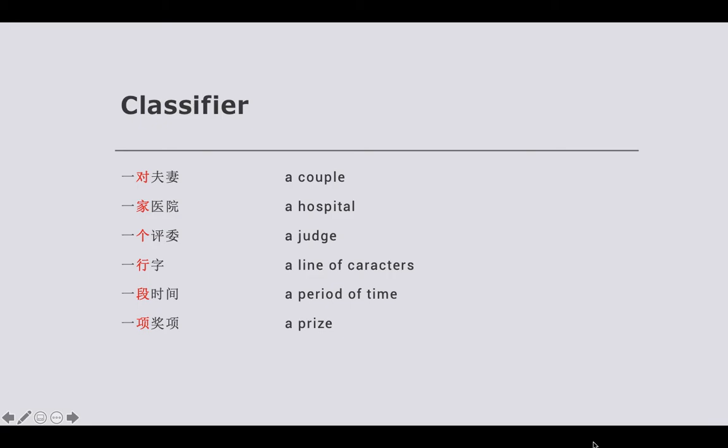一对 means a pair of something, but this something can live separately. However, when you're saying 一双, those things can only be used in pairs. Okay? 一家医院, a hospital. 一个评委, a judge. 一行字, a line of characters. 一段时间, a period of time. 一项奖项, a prize.